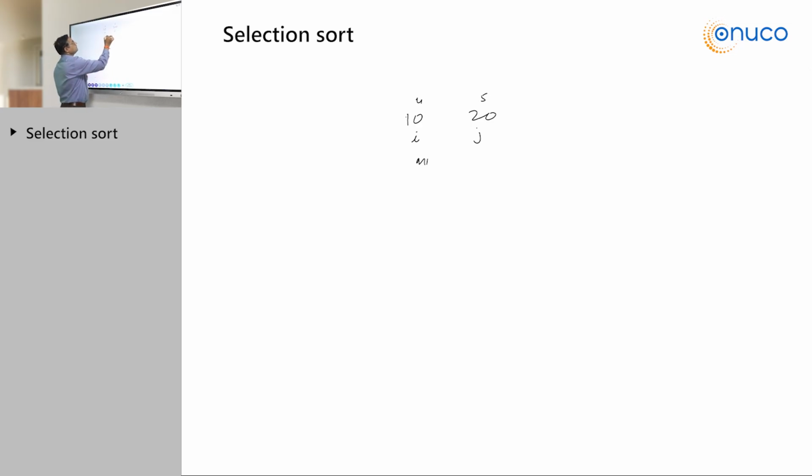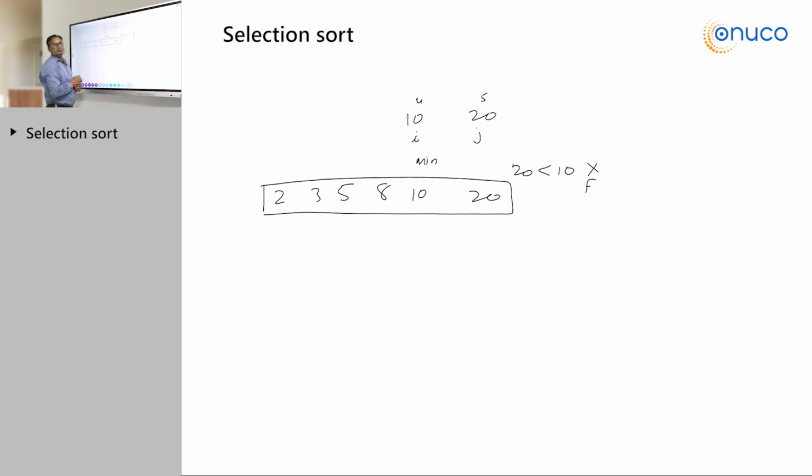Here the initial min is this. So you are going to compare, is J lesser than min, is 20 less than 10? No, it is not, right? It is false. Hence min will remain min, right? So we are going to compare 10 and 10, we are going to swap. So hence our final answer will be 10, 20, and here we have 2, 3, 5, 8. So all these elements are in ascending order by applying selection sort.